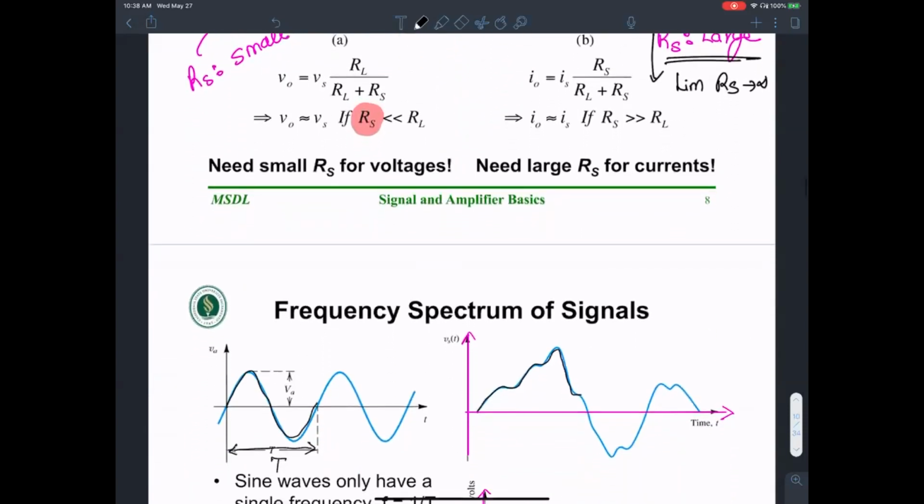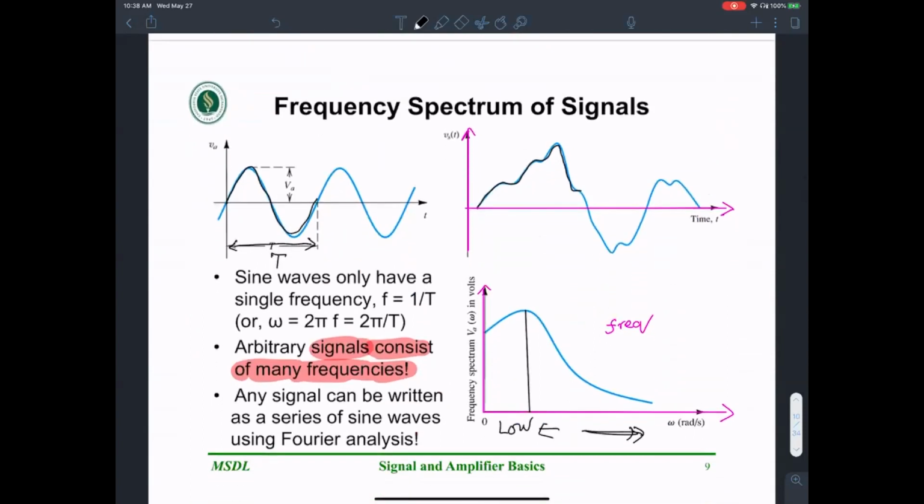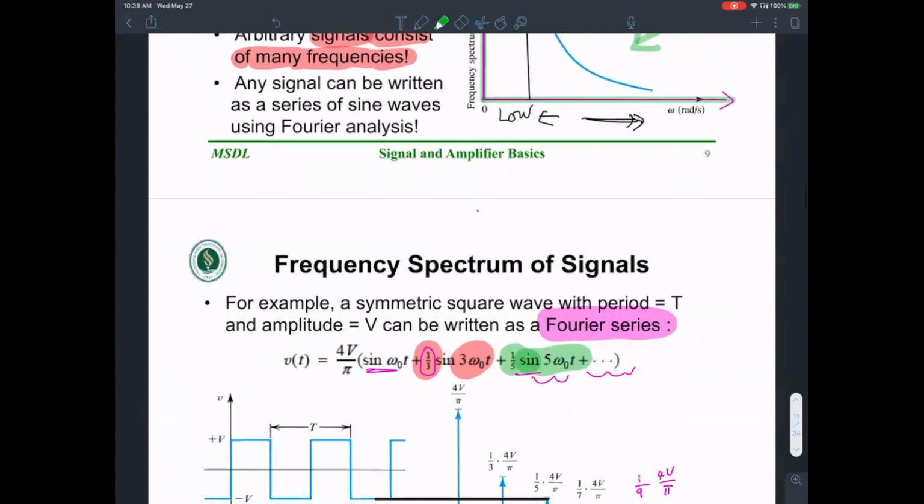Then we talked about the idea of the frequency spectrum of signals. You look at the distribution of voltage, or power, for a given signal at different frequencies. So if the x-axis is frequency and the y-axis is volts, as in the figure at the bottom right, then you have a frequency spectrum.